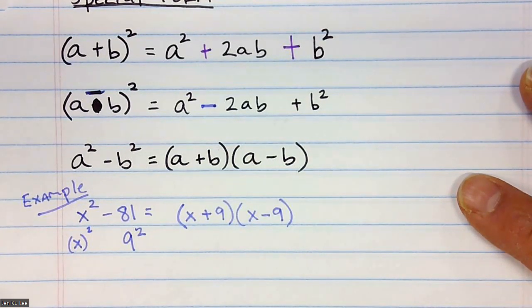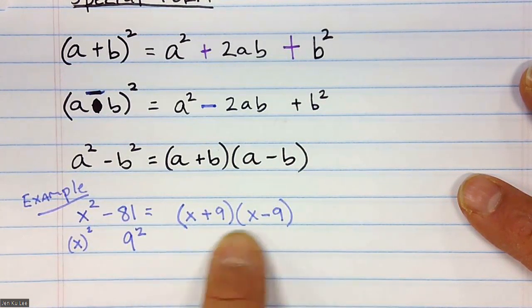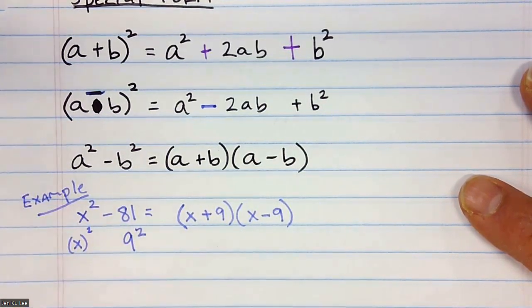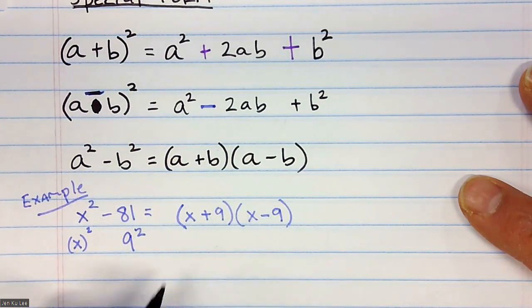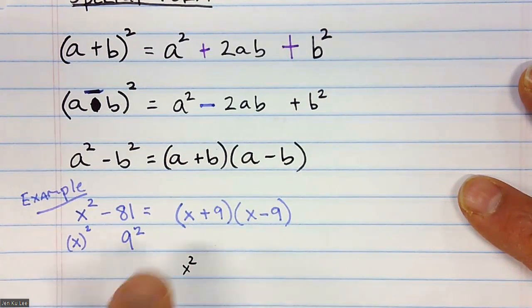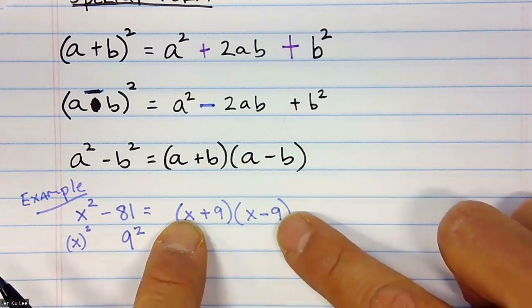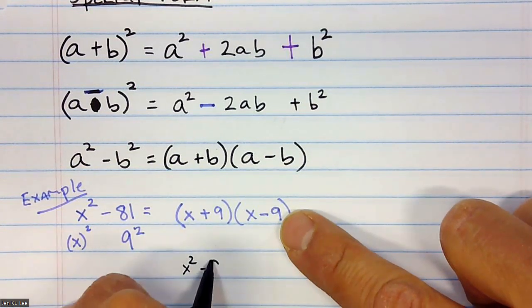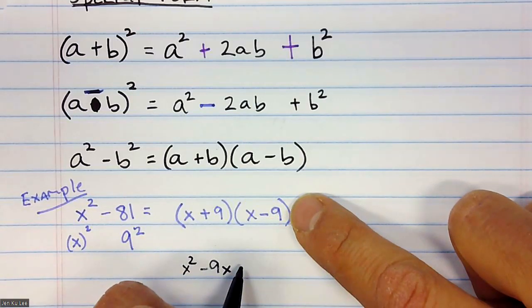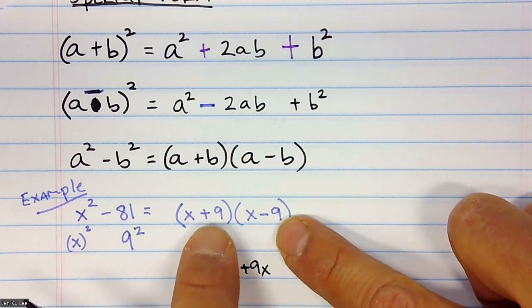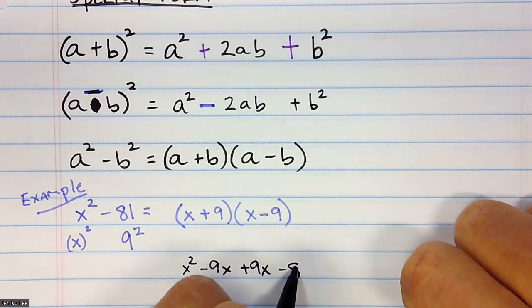That's the only way. So if you FOIL this out, if we multiply this out, let's try and multiply this out. X times x is x squared. Outside, x times negative 9 is negative 9x. Inside, plus 9 times x is plus 9x. And then the last one is minus 81, right?